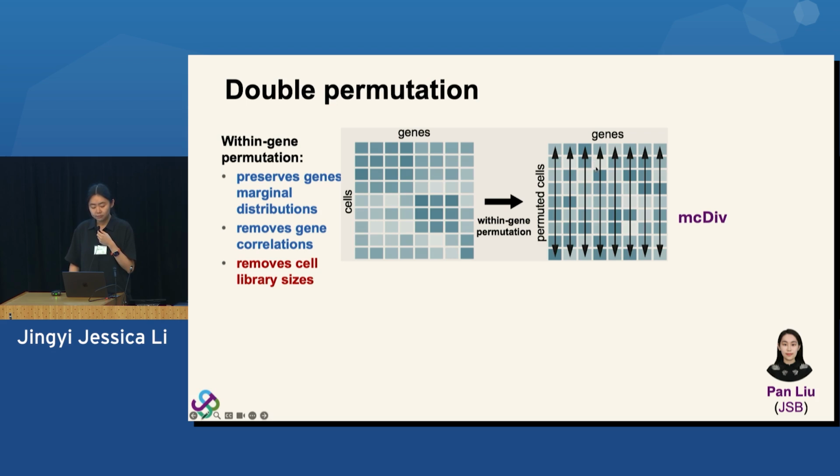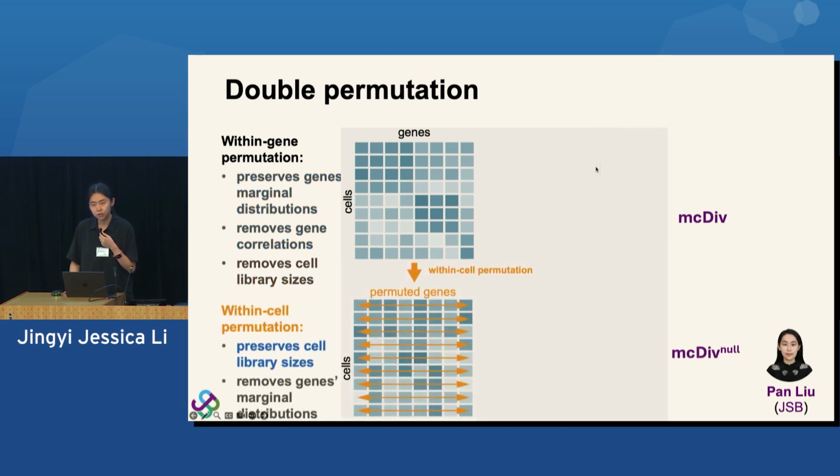How about the other way? We do within cell permutation. That is, we look at all gene values and shuffle them within each cell. This way can allow us to preserve cell library sizes. And after this permutation, these new columns will also be uncorrelated, but they are no longer corresponding to the original genes. We call them permuted genes. So in other words, this within cell permutation can allow us to preserve cell library sizes, but we lose the gene identities. Then what do we do?